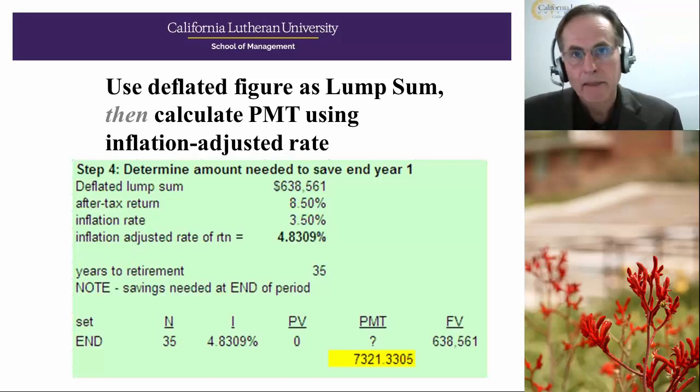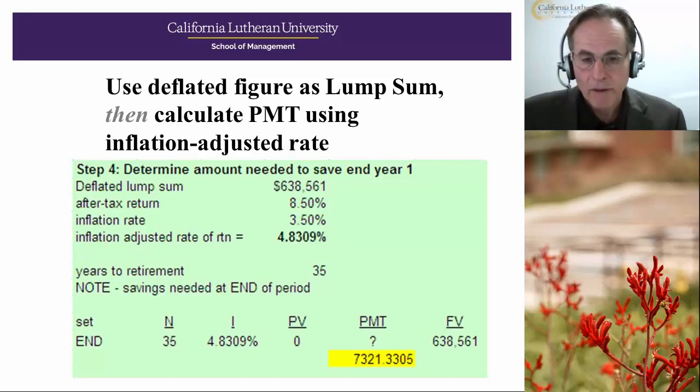Okay? So we take that 638,561. We still have 35 years, but now we're looking at we need to determine how much needs to be put in each year using an inflation adjusted rate. And this is where it might not become intuitive, but you can see it'd be 1.085 divided by 1.035. That quotient minus 1 gives us 4.8309%. Again, that's 1 plus the reinvestment rate divided by 1 plus the inflation rate.